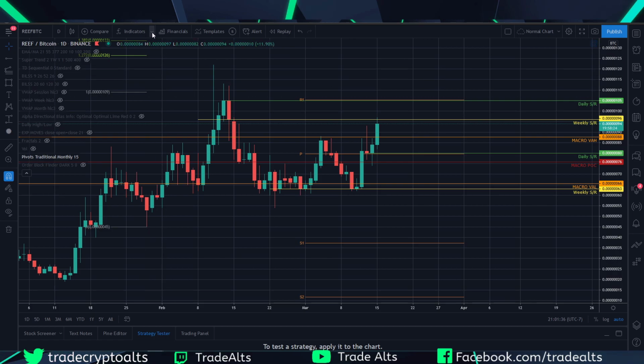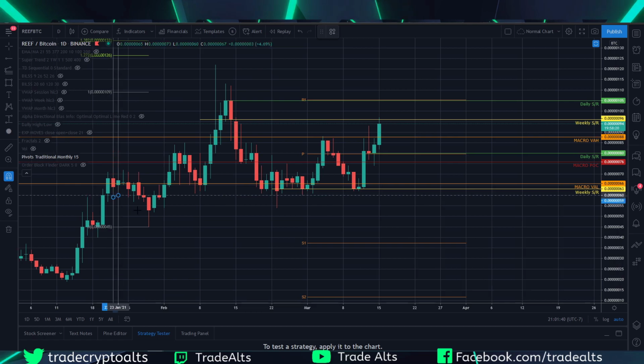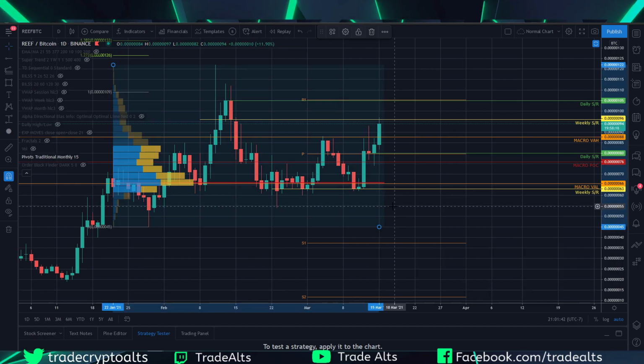So I'm going to pull a fixed range here. I'm just curious, kind of see if any levels line up. And I mean, you're above your value area high of this range, so that's good. Your point of control is way down here, right at your macro value area low, which is interesting.